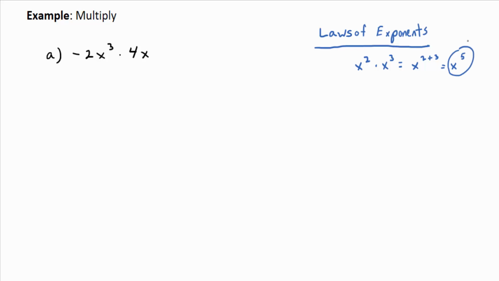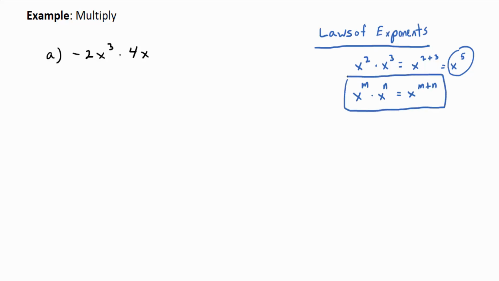And that's a general law of exponents. If you have x to the m power times, got to be multiplication here, times x to the n power, then you keep the base and add the exponents. So it becomes x to the m plus n. And that's the law I was referring to.